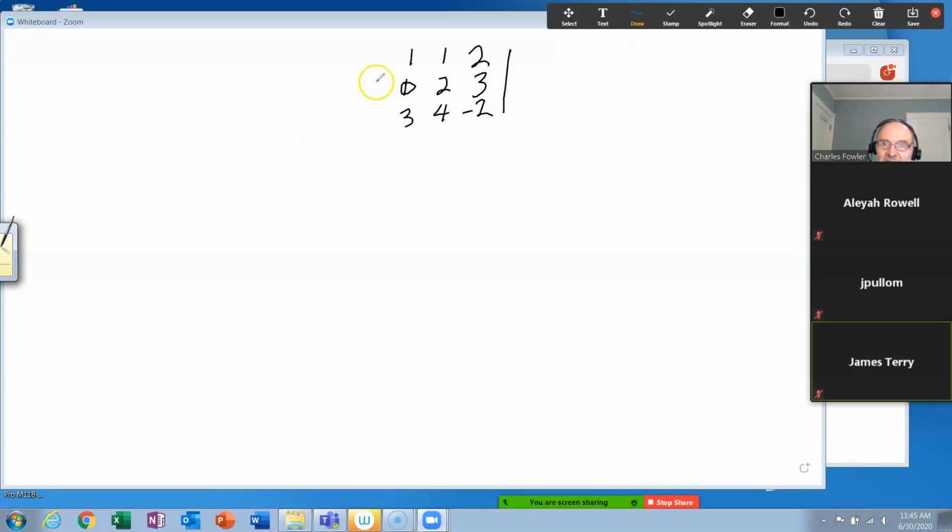So let's do this determinant. And actually, what I'm going to do, now this sounds bizarre, but it works. I'm going to erase the second bar. And here's what I'm going to do. Okay? Repeat the first 2 columns: 1, 0, 3, and 1, 2, 4.